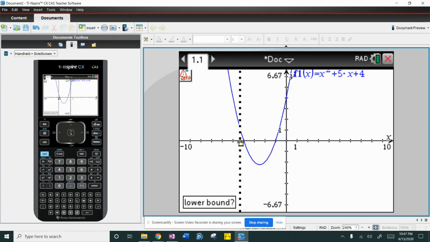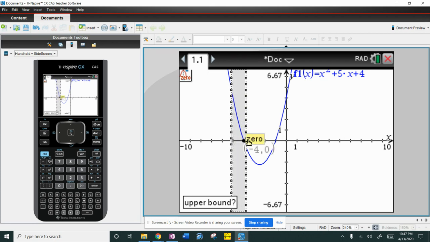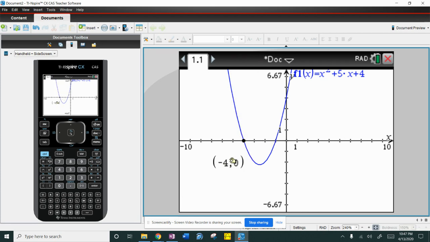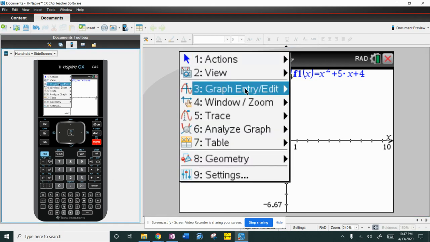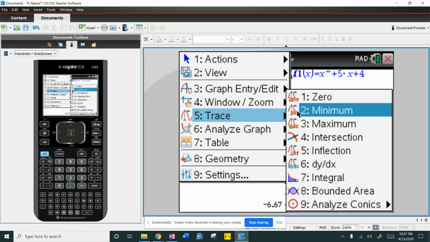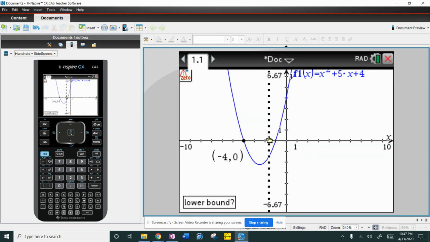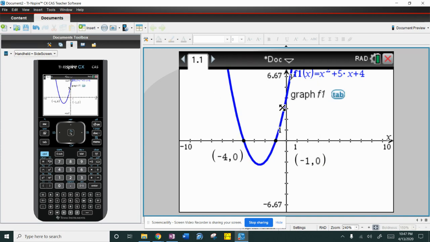Now I have my line. I go to the left of the first one, click OK. I go past it. There's my first 0 at -4. And then I do the same thing again. So Analyze Graph, 0, go to the left, go to the right, and there are my two answers. This graph crosses it at two different places.